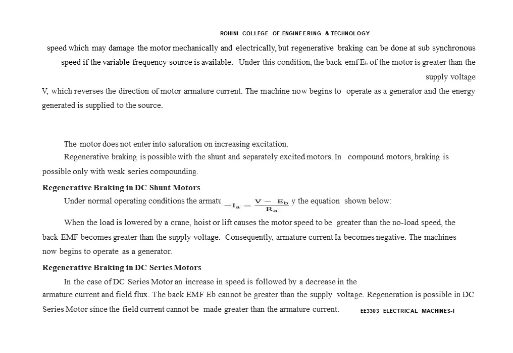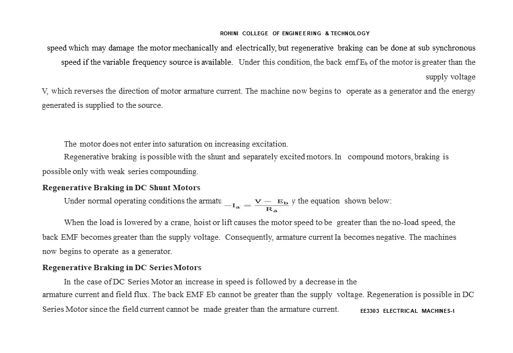In the regenerative braking of the DC motor, under normal operating condition, the armature current equation is Ia equal to (V minus Eb) by Ra. When the load is lowered by the crane hoist lift, causing the motor speed to become greater than the no load speed, the back EMF becomes greater than the supply voltage. Consequently, the armature current Ia becomes negative. The machine now begins to operate as a generator. This is the regenerative braking of the DC motor.